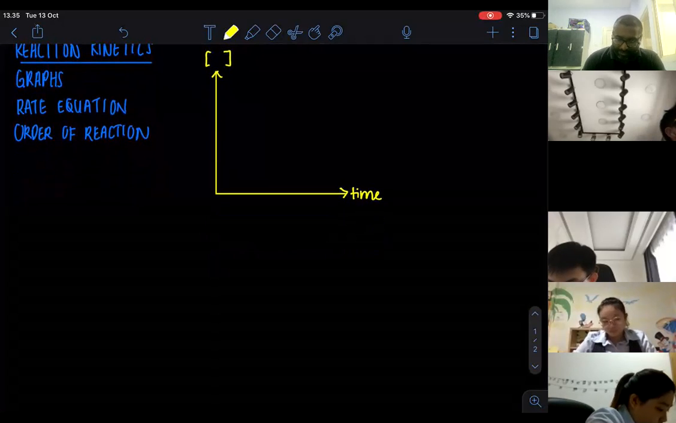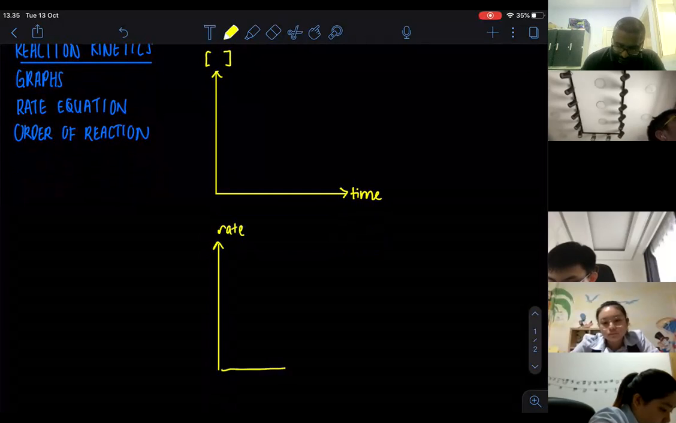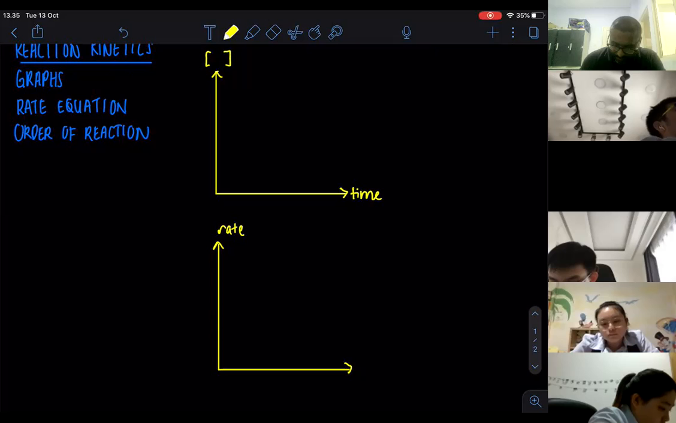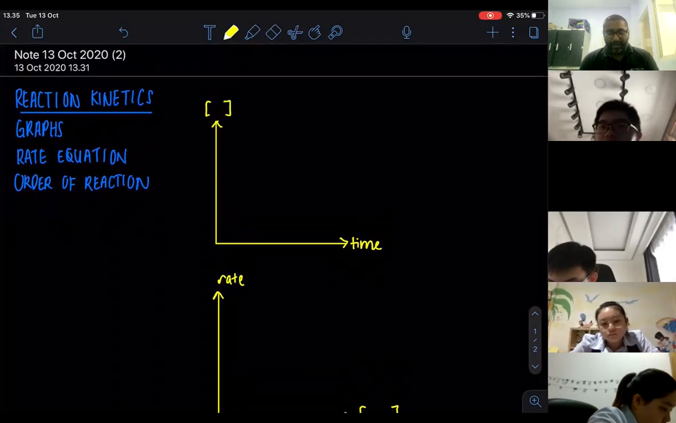We also have another graph that we need to take note of. This one is rate against concentration. We need to know about these two graphs, so I will write down like this. Now, we have three types of graph.